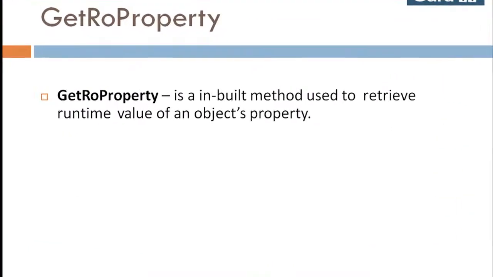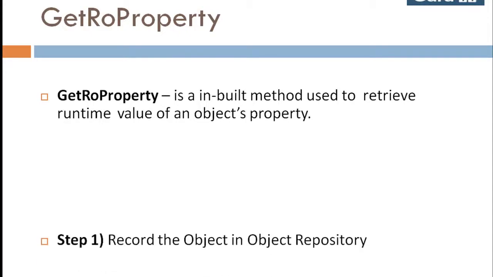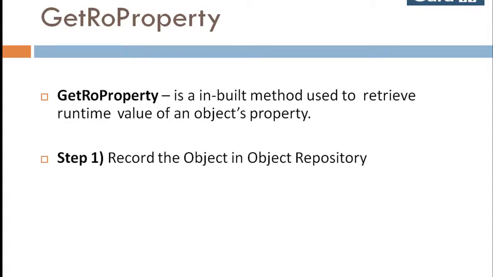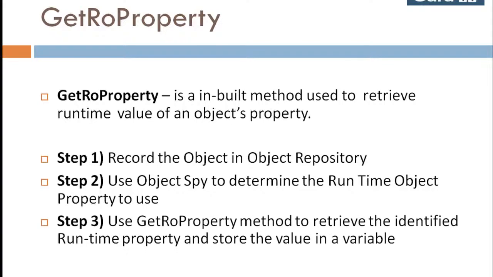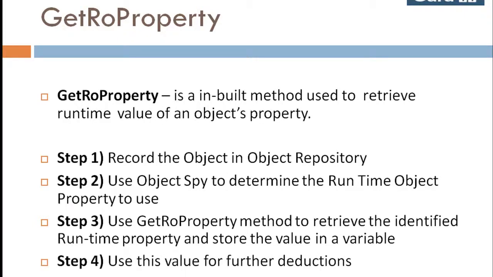GetROProperty is an inbuilt method used to retrieve the runtime value of an object's property. There are 4 steps involved in using GetROProperty. Step number 1. Record the object in the object repository. Step number 2. Use object spy to determine the runtime object property to use. Step number 3. Use the GetROProperty method to retrieve the identified runtime property and store the values in a variable. Step number 4. Use this value for further deductions. Let's look at these 4 steps one by one.